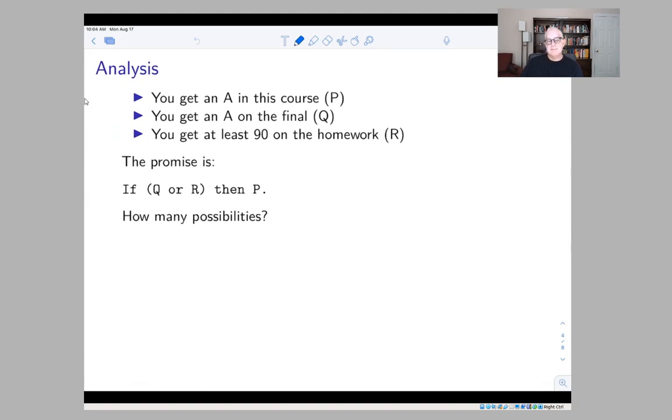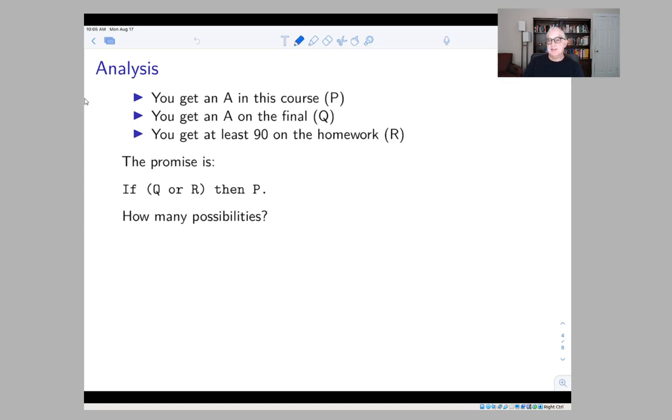So let's first of all pick apart the statement. There are three pieces to it, and I've labeled them P, Q, and R. So the first piece is you'll get an A in the course. The second statement is you'll get an A on the final. And the third statement is you get at least 90 on the homework. And the professor's promise is if Q or R, then P. So remember, that means if you get an A on the final or you get at least 90 on the homework, then you get an A in the course.